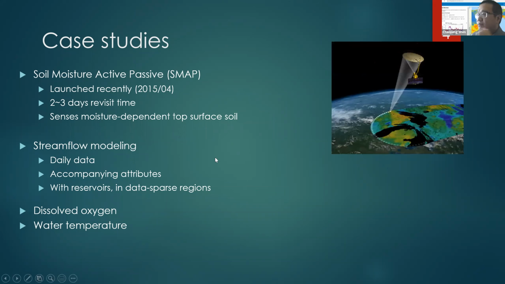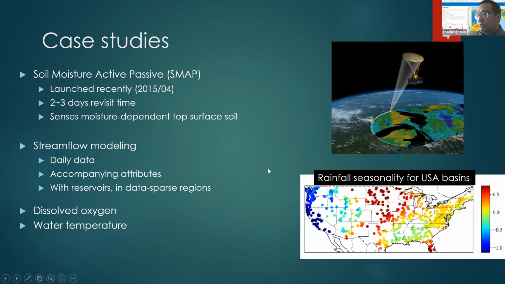Some of the examples I'm sure some of you already know, but maybe they're new for others. This case study revolves around modeling soil moisture over the top surface. We have a satellite that was launched in 2015. It goes around the world every 2 to 3 days and senses the top surface soil moisture. The other case we did is streamflow modeling, where you have daily streamflow models. That's the runoff, with accompanying attributes like the landscape, slope, soil texture, and so on.